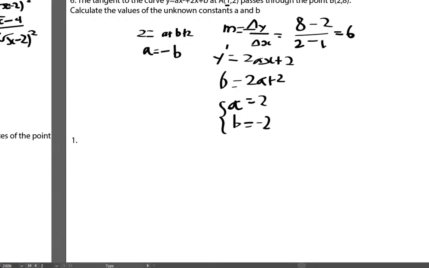Number 1: the radius r centimeters of a spherical balloon at time t seconds is given by r equals 3 plus 2 over 1 plus t. What is the initial radius? And find the rate of change of r when t equals 3.